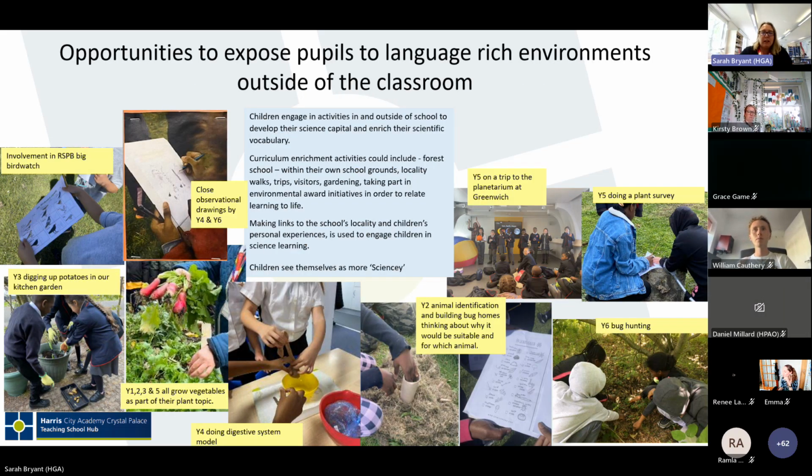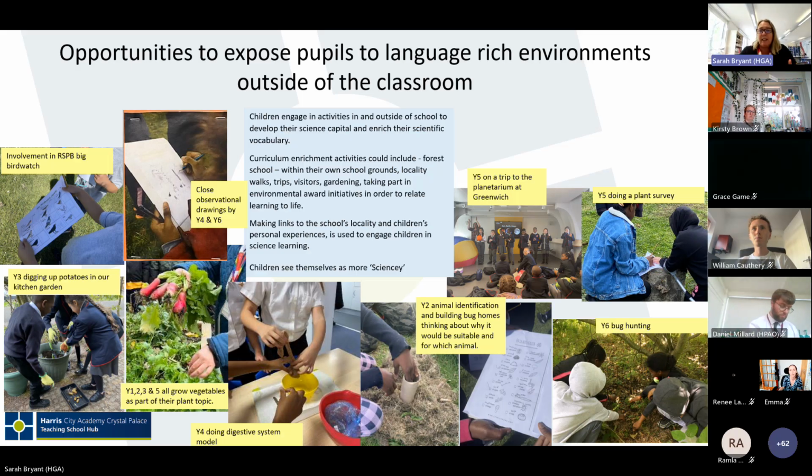One of the things I think is really important, and it's becoming more and more important when you're talking to people about personal development in particular, is opportunities to expose pupils to language-rich environments, both inside and outside the classroom. Outside the classroom, we're thinking about our school trips. Are they related to science? What are the children going to get out of it? So Natural History Museum, Science Museum, other museums around the country.